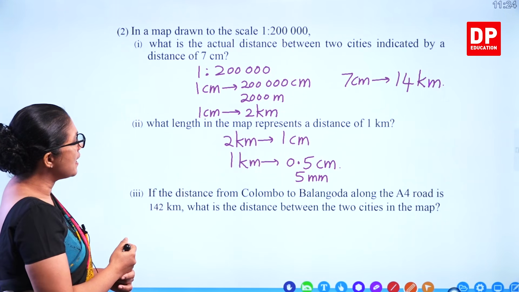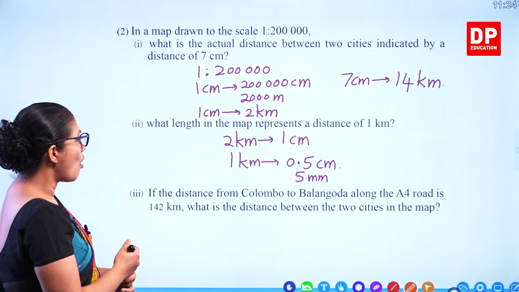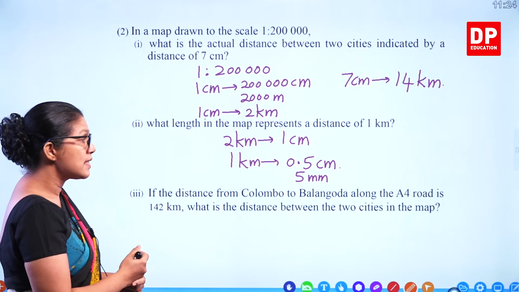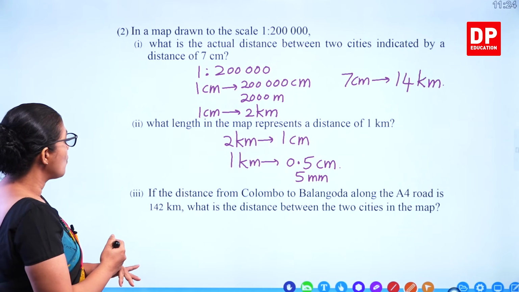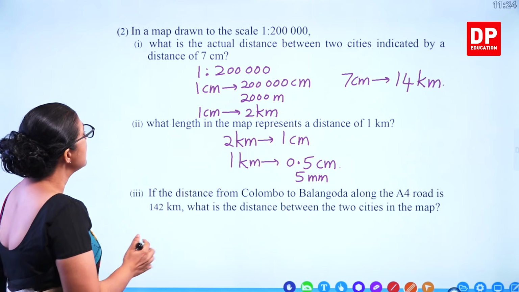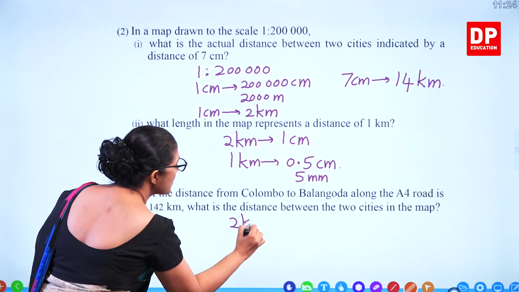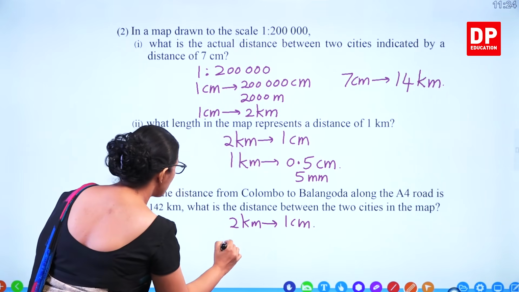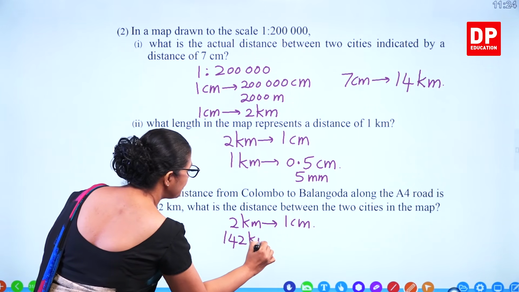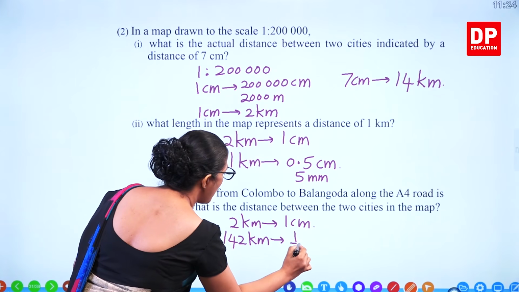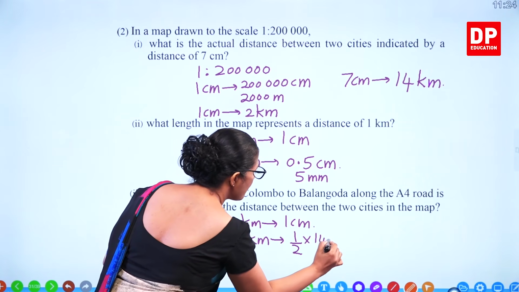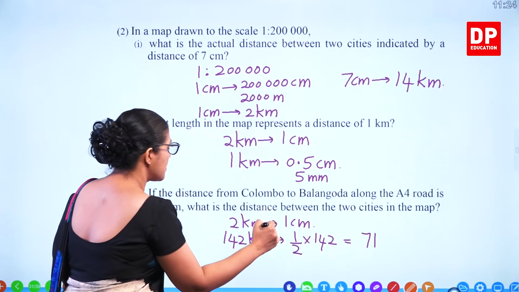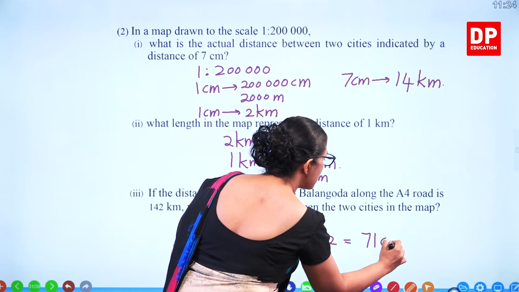If the distance from Colombo to Balangoda along the A4 road is 142 kilometers, what is the distance between the two cities in the map? So 142 kilometers. So we'll take this one. 2 kilometers represent 1 centimeter on the map. So what about 142 kilometers? So 1 divide by 2 and multiply by 142. 2 times 7, so 1, 71 centimeter length.